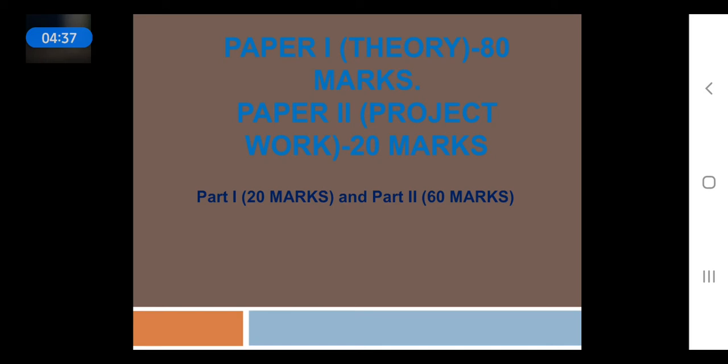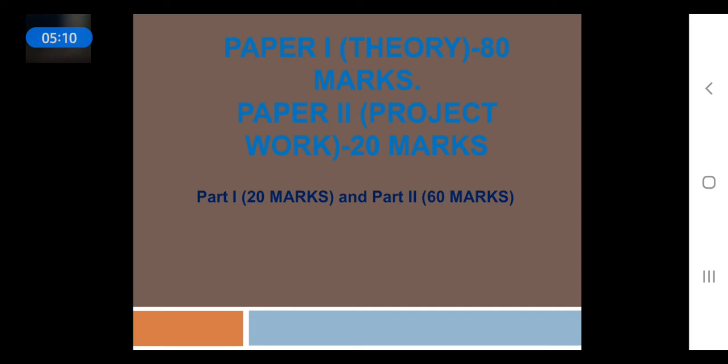Okay, and paper 1 will be the theory paper, and that will be of your 80 marks. In this paper 1, the theory paper of 80 marks, this is divided into two parts, students. This is divided into two parts, that is part 1 and part 2.